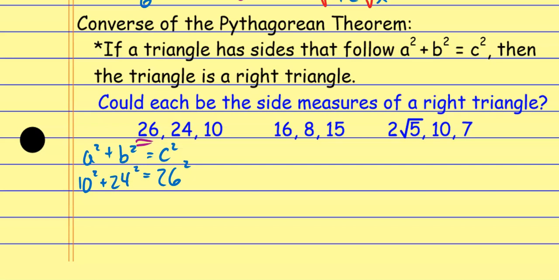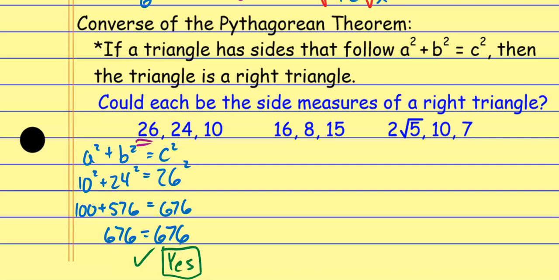And again, you don't have to go from least to greatest, but that is a way that students tend to keep things straight on these. All right, so let's see, that's 100 plus 24 squared is 576, and 26 squared is 676. And I continue to simplify. 676 equals 676. So because the Pythagorean theorem worked, I now know that, yes, this one could be a right triangle.